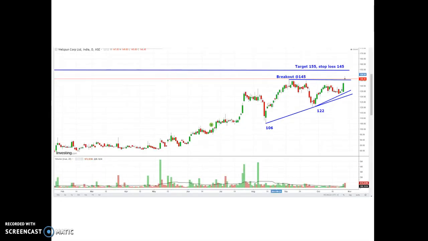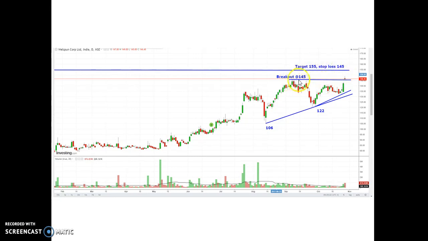Now moving on to the next stock, Welspun Corp Limited. This is also a Nifty metal stock. The open price is 147 and the closing price is 146.45. If you observe over here, the stock has given a breakout above the 145 level and has faced minor resistance over here. Currently this line is acting as a support. Below this line I am bearish on the stock and above this line I am bullish. The target price is 155 and the stop loss is 145.